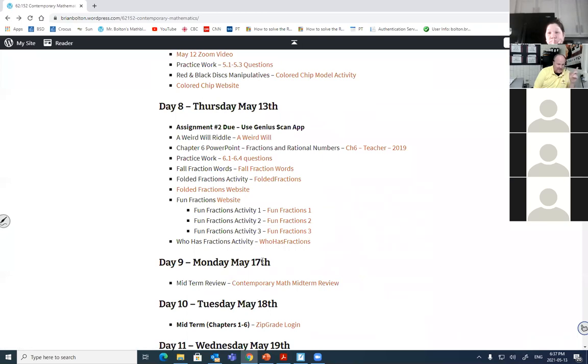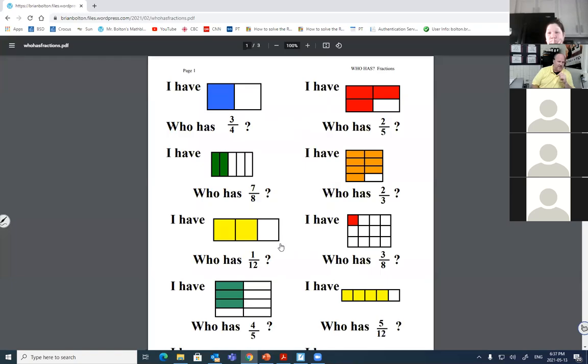And this one, I don't know if you ever have played Who Has. Who Has is an amazing game. Yes, I played this with Candy actually. Okay, so this one you can print off if you want. It's full fractions, right? But we did this with a multiplication circle.